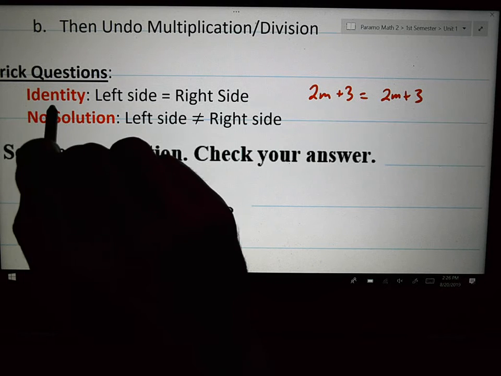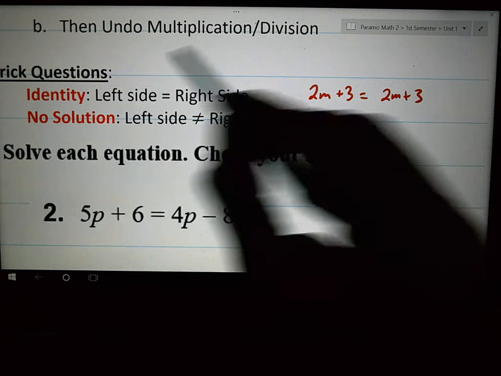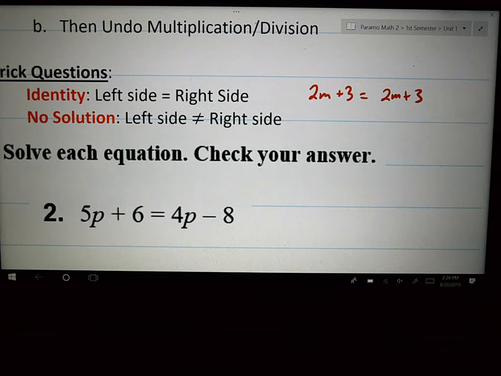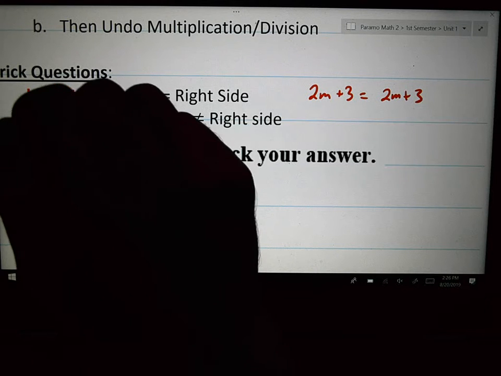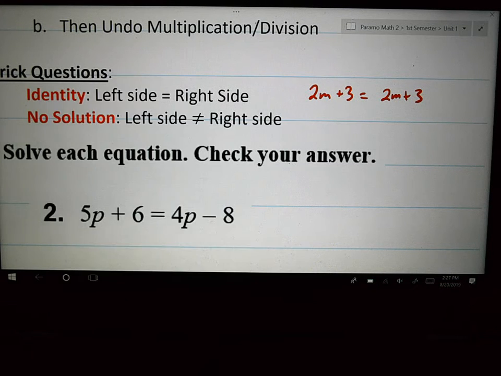It's because it's an identity. They are identical. They produce the same result. They're the same equation. It's the same line on top of the line, if you know what I mean. Whereas this question down here, the no solution will be something different.